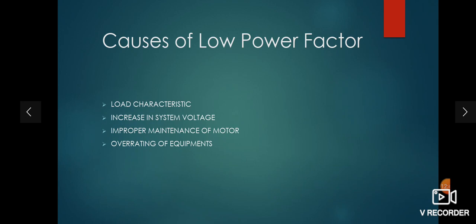So one cause of the low power factor is the nature of the load, meaning the load characteristic. All the loads which we are employing are RL in nature. Another cause is the increase in system voltage. Suppose during the off-peak period the system voltage suddenly rises, then what will happen? If the system voltage rises, then the current is reduced, and it will draw a high magnetizing current initially. So due to the high magnetizing current, your power factor is reduced.